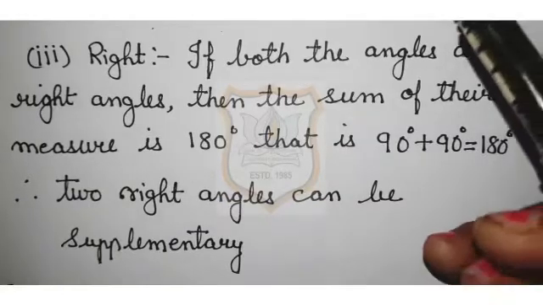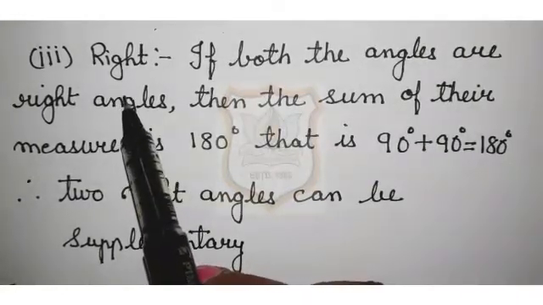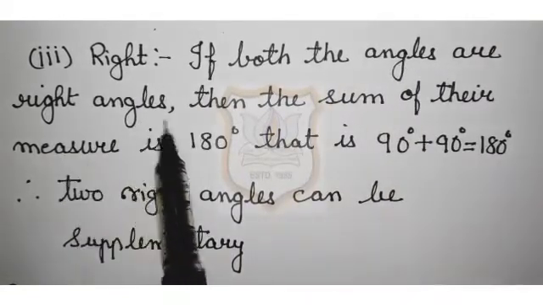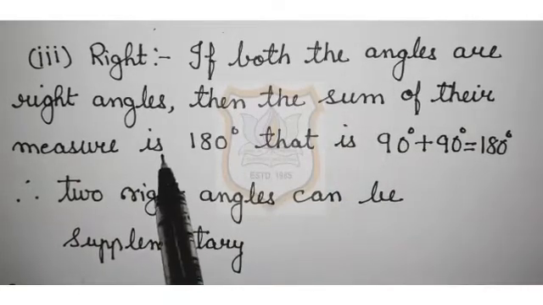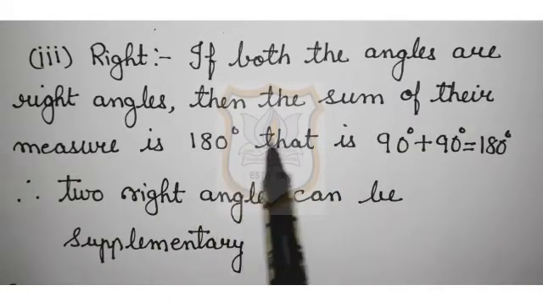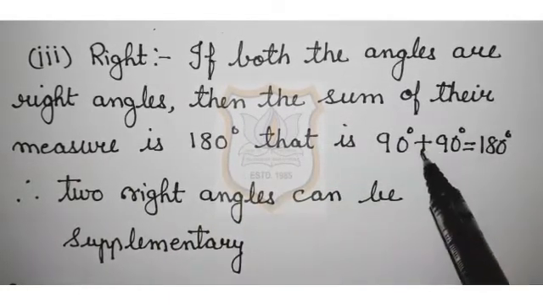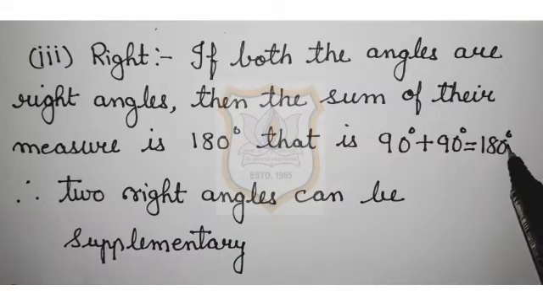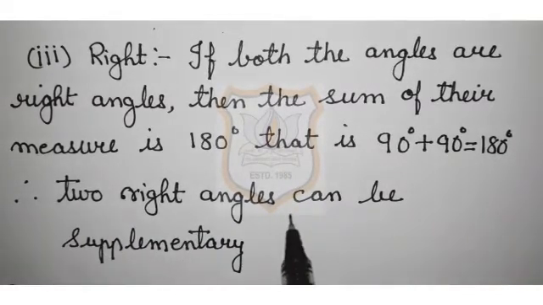The third one is, if both the angles are right angles, then what is going to happen? If both the angles are right angles, then the sum of their measures is 180 degrees, that is 90 plus 90. One angle is 90 degrees, another one is also 90 degrees, then 90 plus 90 is equal to 180 degrees. Therefore, two right angles can be supplementary.